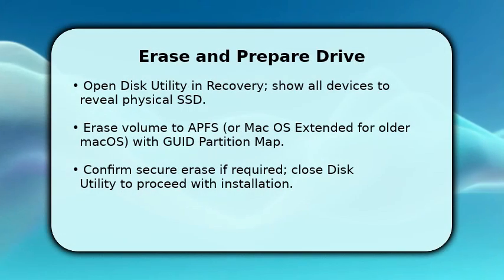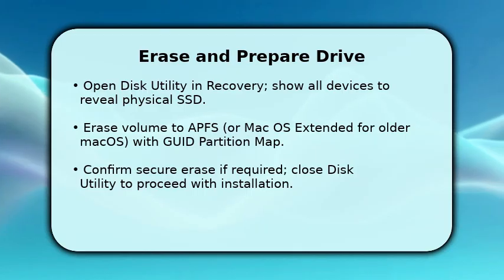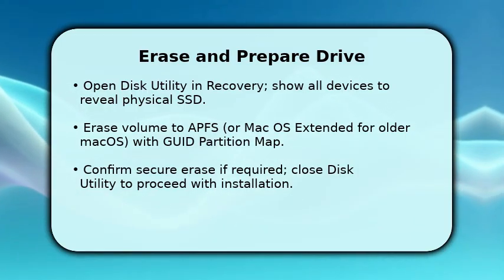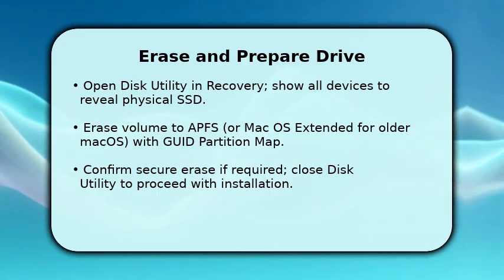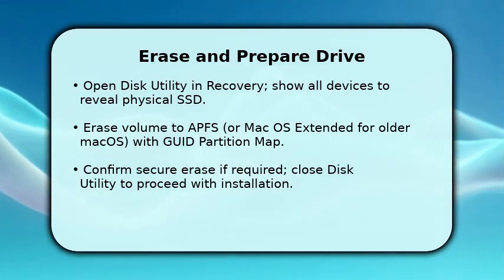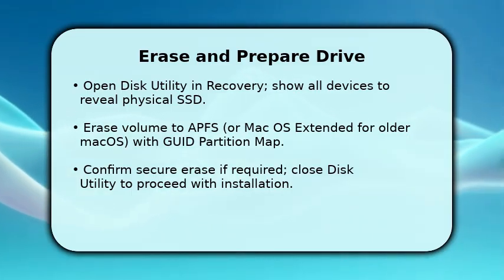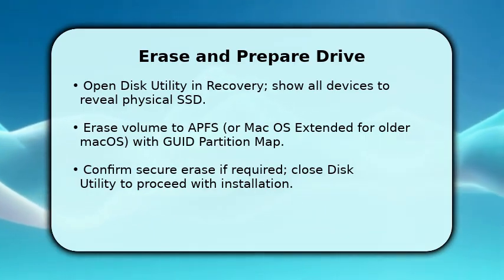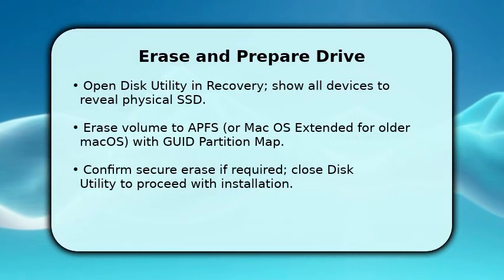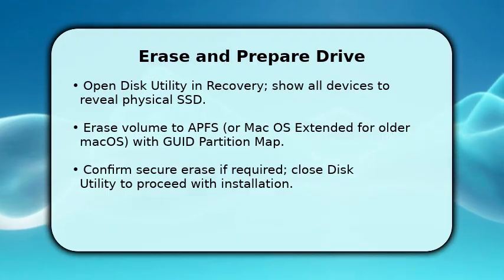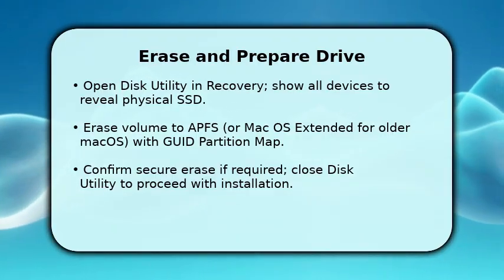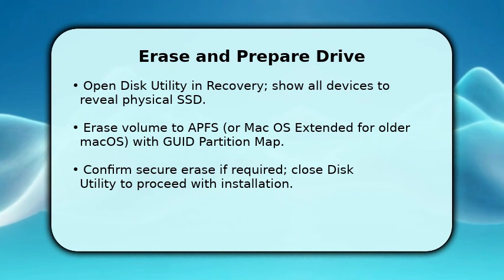You now prepare the internal drive so the new OS installs cleanly. Open Disk Utility from Recovery and choose View, Show All Devices so you see the physical SSD. Select the top-level disk, erase it with APFS for modern macOS or Mac OS Extended if installing an older release, and set the scheme to GUID Partition Map. Make sure you label the volume clearly. Once the erase completes, close Disk Utility. This step removes conflicts and guarantees the installer can write a fresh system volume.